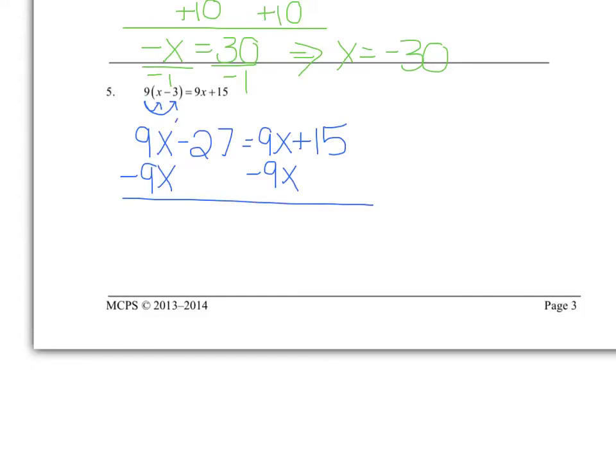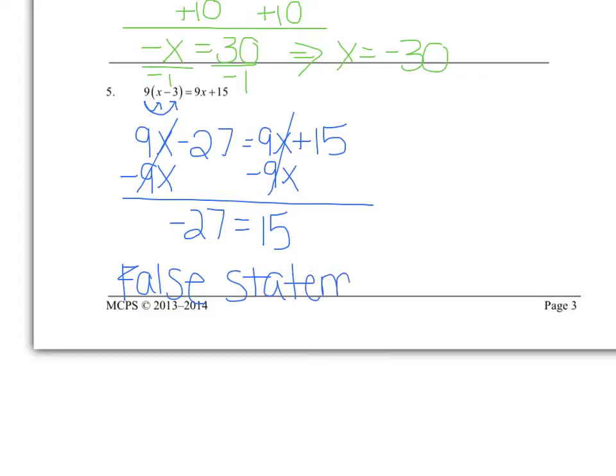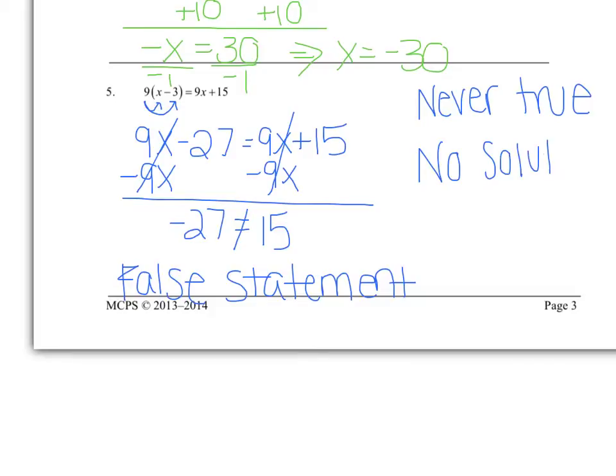9x minus 9x is 0, so those cancel out. And I'm left with -27. And then 9x minus 9x is 0 again, and I'm left with 15. Well, we can clearly see that this is a false statement. -27 does not equal 15. Because it's false, it is therefore never true. And again, for those extra notes, that means that there's no solution. There's no value of x that will ever make this equation true.